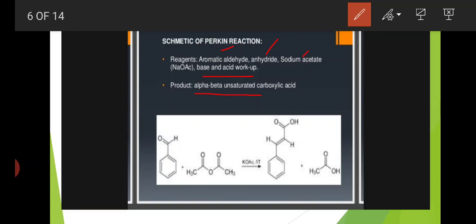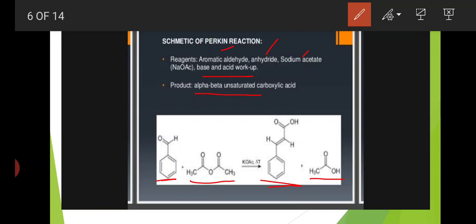Okay, here the product is an alpha beta unsaturated carboxylic acid. What is the product in Perkin's reaction? Alpha beta unsaturated carboxylic acid. Okay, here is an example: this is benzaldehyde, an aromatic aldehyde. The anhydride is acetic anhydride here. Benzaldehyde reacts with acetic anhydride in the presence of potassium acetate and forms cinnamic acid. And here acetic acid is a byproduct.